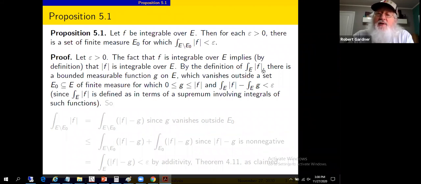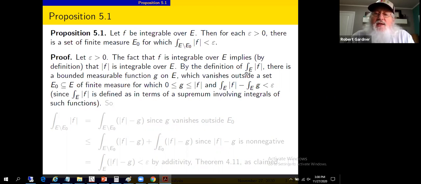The way we defined integrals of non-negative functions was in terms of suprema of integrals over bounded functions of finite support. They were effectively class 1 functions, is how I had worded it in the past. We might be integrating over a set of infinite measure, but the function itself is only non-zero on a set of finite measure. So we're effectively bounded functions on sets of finite measure, the verbiage we used in the past.